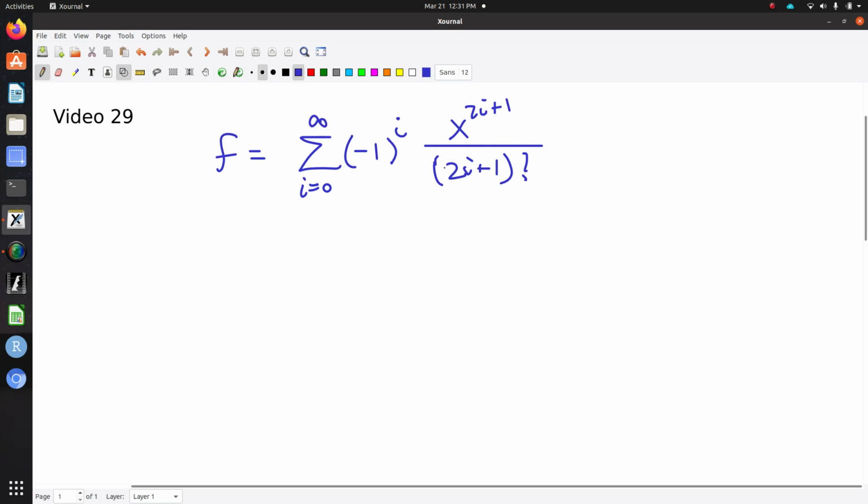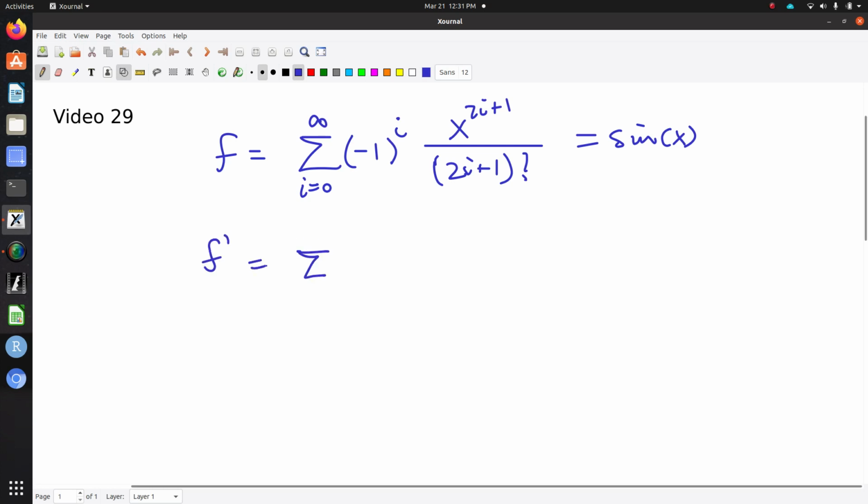Sorry. Okay, so this is sine of x, and so we hope that we can just take the derivative term by term, and actually we can. The other thing is, notice that these are all odds, right? And when we take the derivative, we're going to end up with only evens. So how's that going to work?